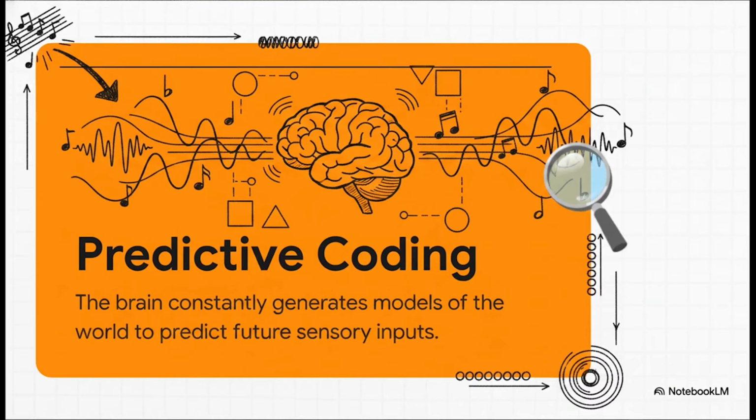It's an idea called predictive coding. And you can think of your brain as this super advanced prediction engine. It's not just sitting back and passively taking in information. It's actively building these little models to anticipate what's going to happen next. And music, with all its patterns and structures, is like the perfect playground for this predictive system.